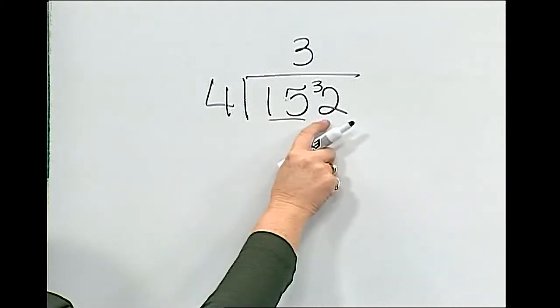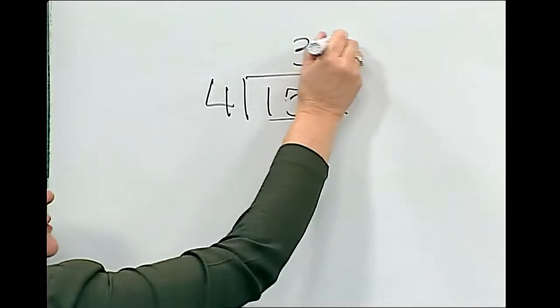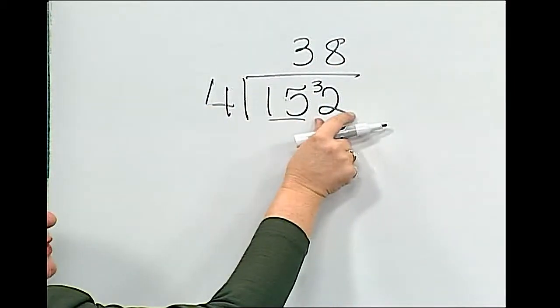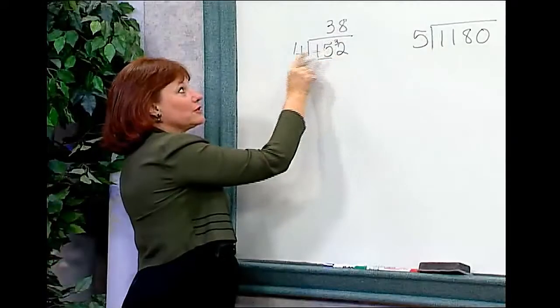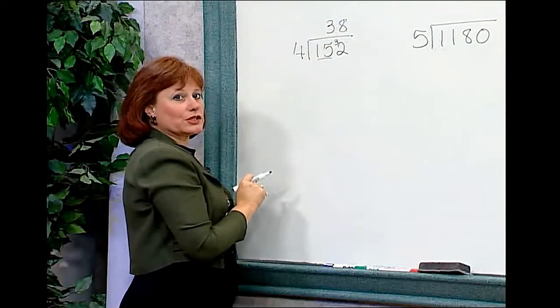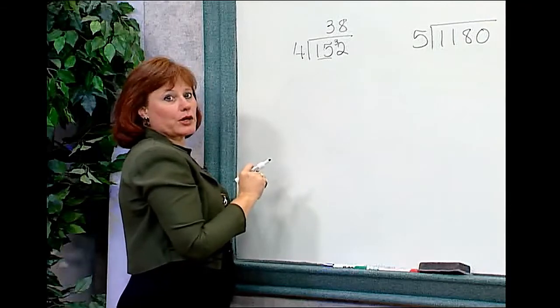4 goes into 32 8 times. So I'll say 8 times 4 is exactly 32. So 152 divided by 4 is 38. And that's the method of short division. Let's try it again on an even bigger problem.